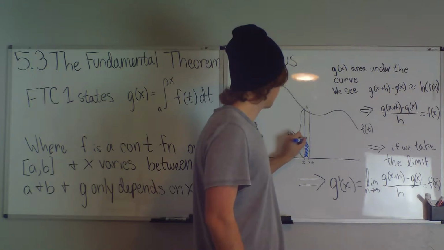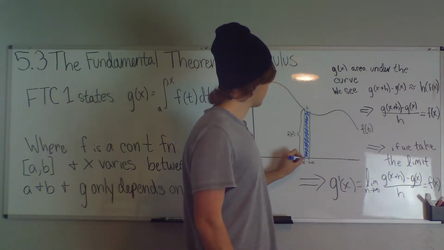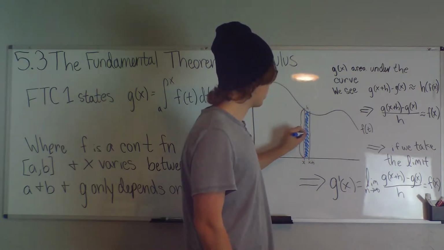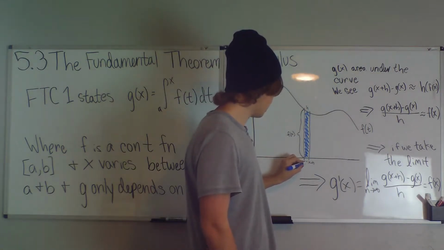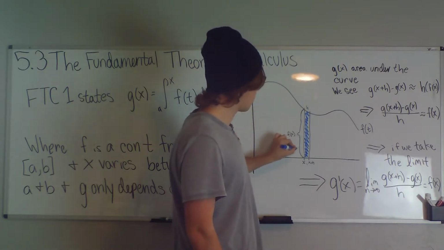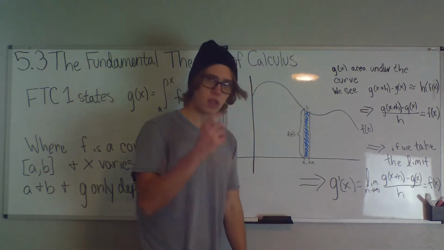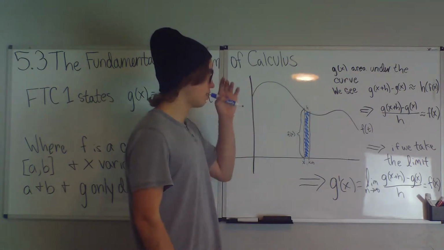Because this is g of x plus h is the right bound, right? And then g of x is the left bound. So this is this little area right here. Okay, and then we know that the distance between these two is h, and then we know that f of x is approximately the height. So we're saying that the width is h, and then the height is f of x.